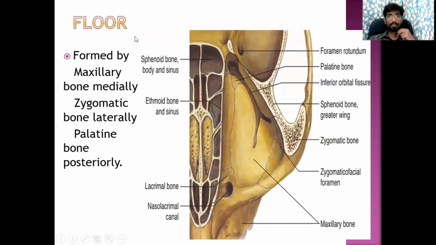Next is the floor. So the floor of the orbit is mainly formed by the maxillary bone medially, the zygomatic bone laterally, and the palatine bone posteriorly. So when we see the floor of the orbit, this is the maxillary bone and this is the zygomatic bone. Here the small bone is the palatine bone, which forms the posterior boundary.